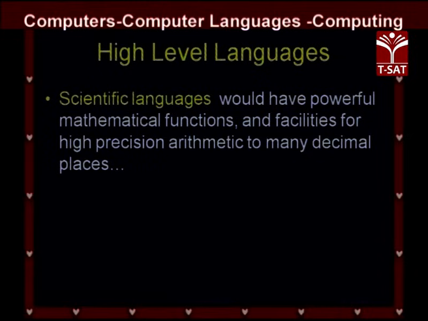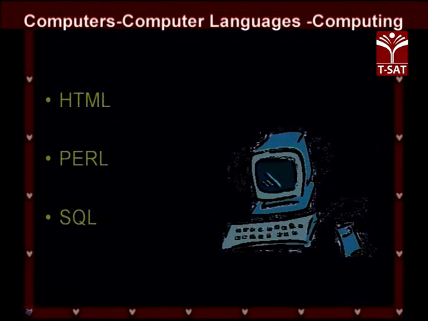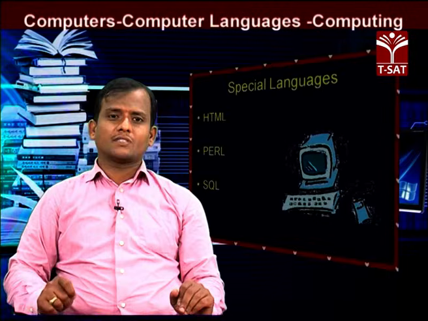In the previous screen you saw examples of scientific languages, with powerful mathematical functionality. Similarly, for commercial languages we have many data processing functionalities. The previous example, COBOL, is one of the commercial languages. Similarly, we have special languages: HTML, Perl, SQL. These are three special languages.